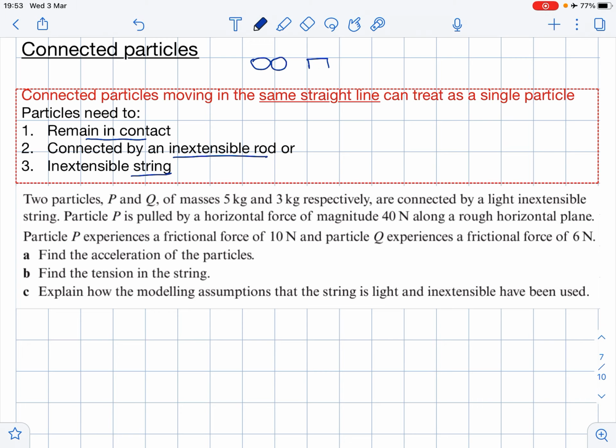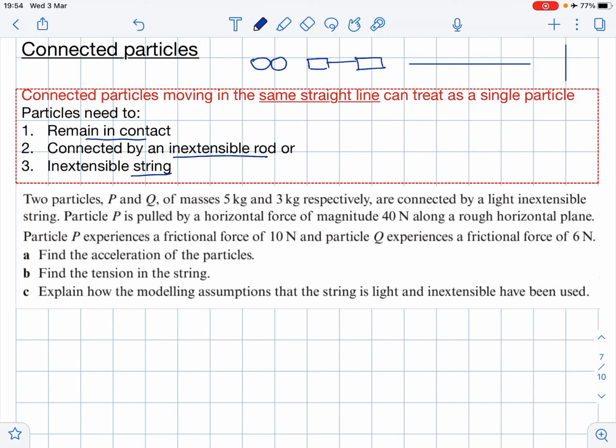So it could be two particles connected by an inextensible rod or string. In this case, when the particles are connected, we can consider them as connected particles moving in the same straight line. Moving in the same straight line just means that they're traveling horizontally on a straight line, or they're traveling vertically in a straight line.